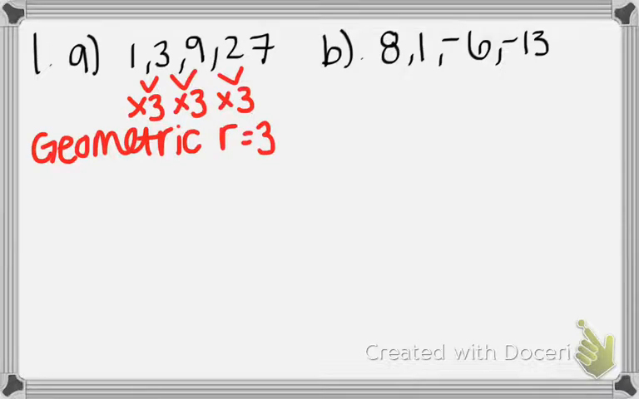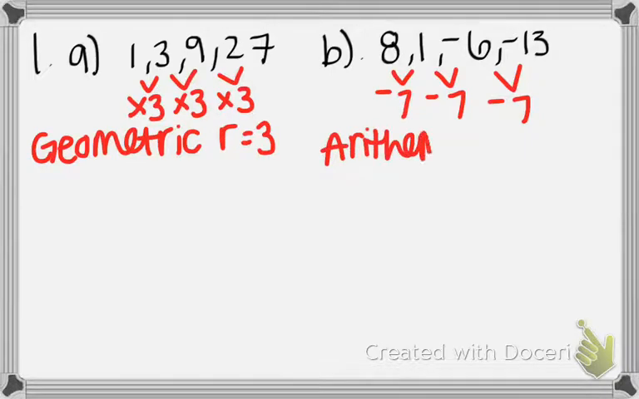For the second one, to get from 8 to 1, we subtract 7. To get from 1 to negative 6, we again subtract 7. And from negative 6 to negative 13, we subtract 7. Since we aren't multiplying by anything, this sequence is arithmetic. And our common difference is negative 7.